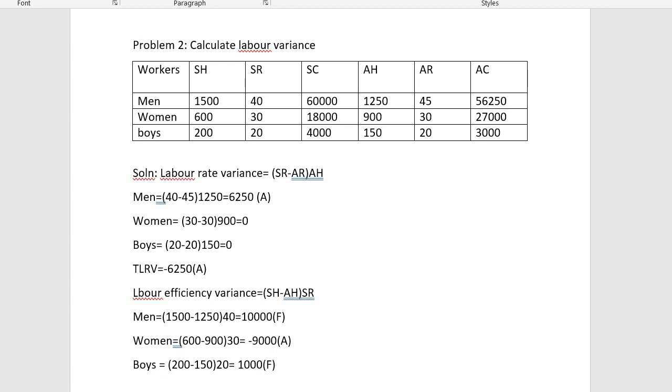So total labor efficiency variance is equal to 10,000 minus 9,000 plus 1,000. So it equals favorable 2,000.